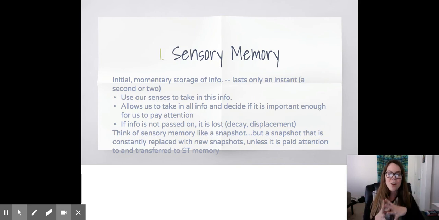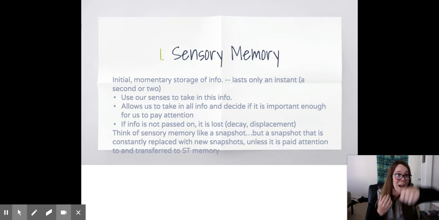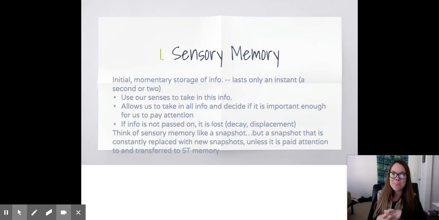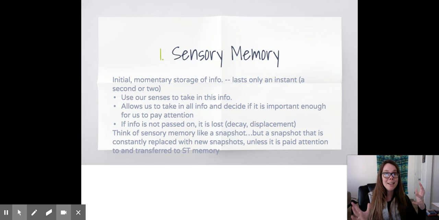So it uses our senses to take in info. It allows us to take in all info and decide its importance. For example, knowing my friend's number to put into the phone, it's not important once it's in my phone, I no longer have to know it. So out it goes. My brain knows that I shouldn't pay attention to it because I don't need it in the long run, because we have phones that record contacts now. Back when I was a kid, we had landlines, and I had to memorize all my friends' phone numbers, but it was important, right? If info is not passed on, it is lost.